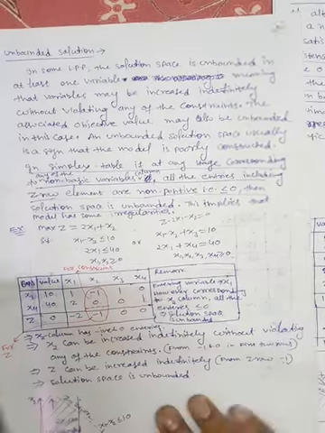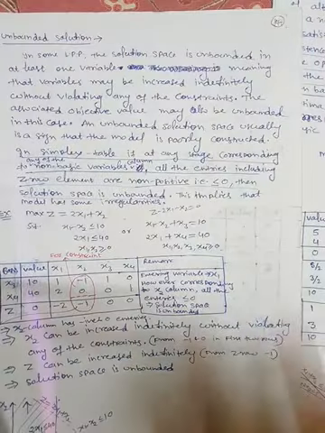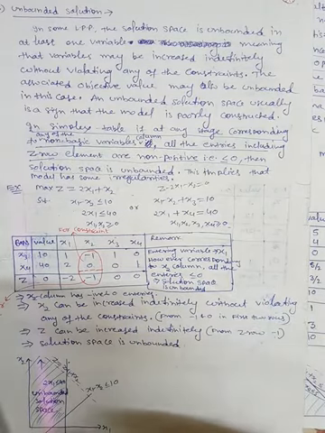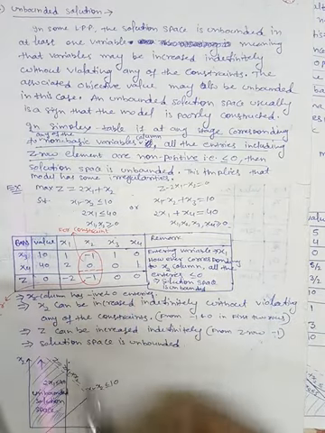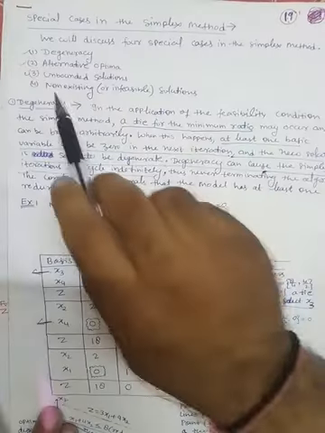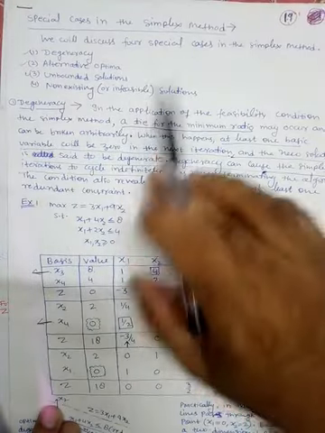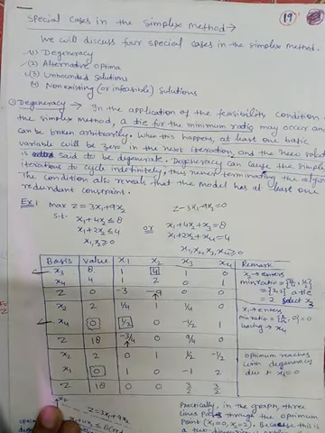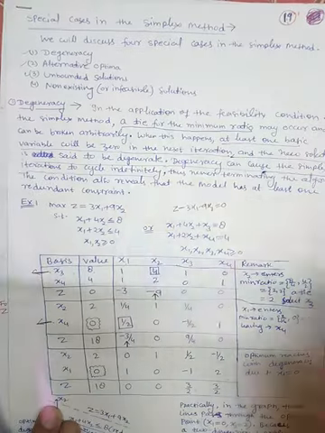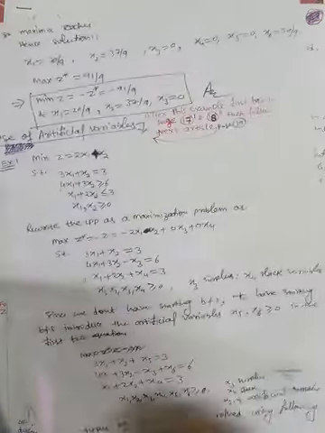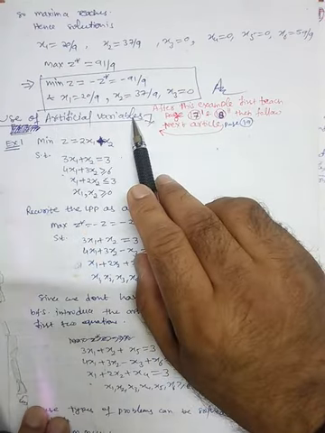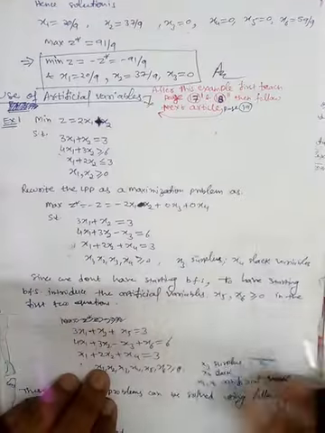So now we have discussed three special cases: degeneracy, alternate optima, and unbounded solution. We will discuss the fourth one, the infeasible solution, after the Big-M and two-phase methods. Okay, so before starting the fourth one, we have to discuss what is basically the artificial variable. What is the meaning of artificial variable? So to understand the artificial variable, let's see.